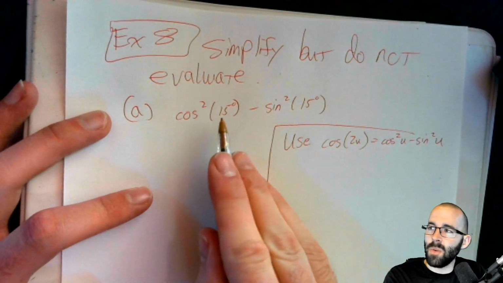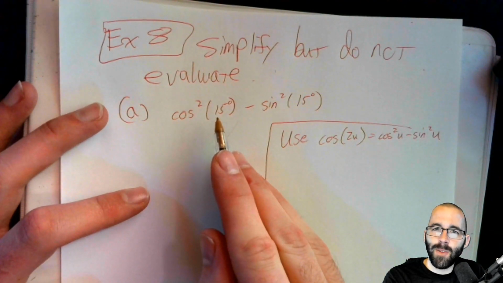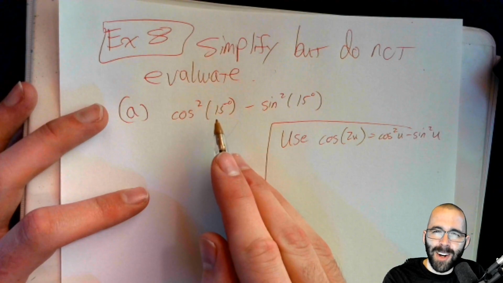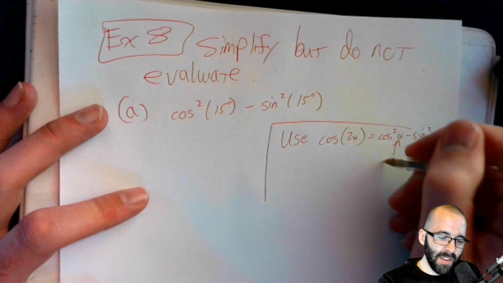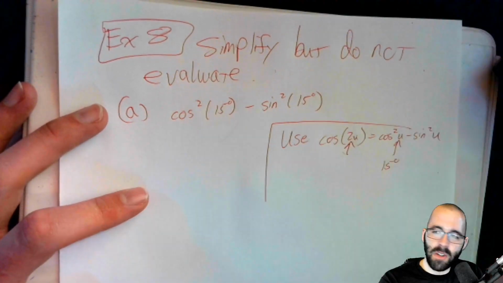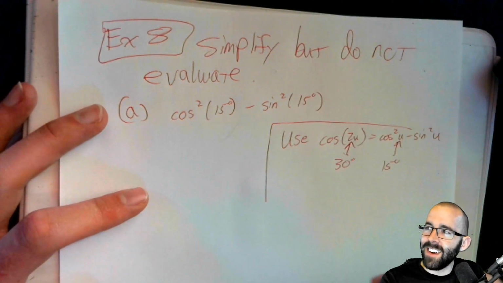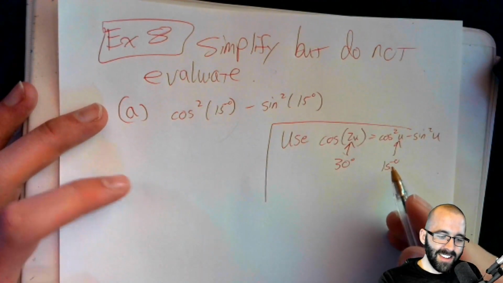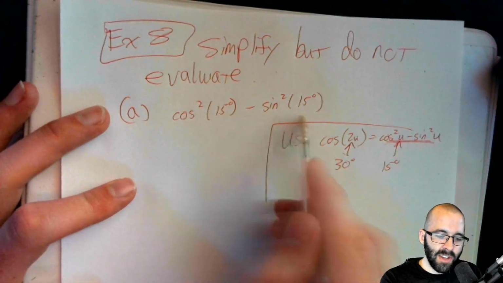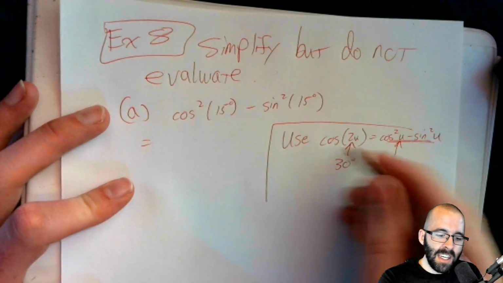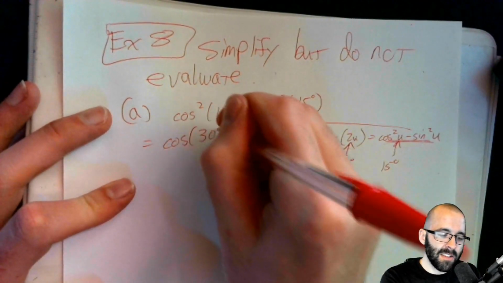Well, in this case, what's our u? What is u? What are you? Who are you? Why are you here? I'm so weird. U is 15 degrees. So what's 2u? 30 degrees. Yeah, exactly, Bob. So this is just the double angle formula. This is just going to equal cosine of 2u. And again, 2u we said is 30 degrees.